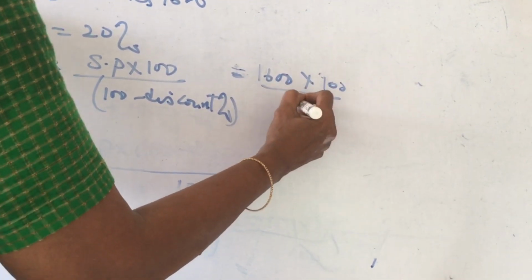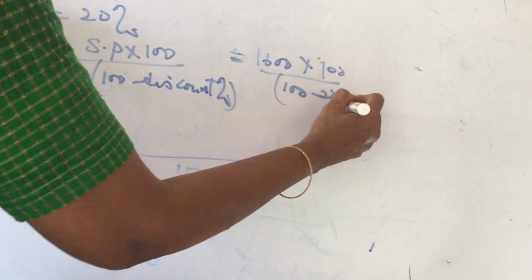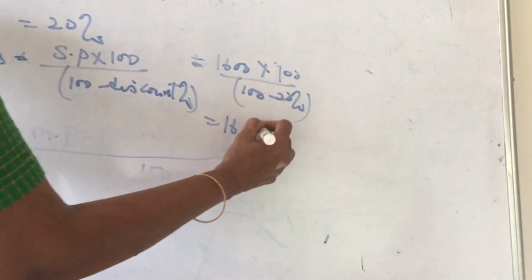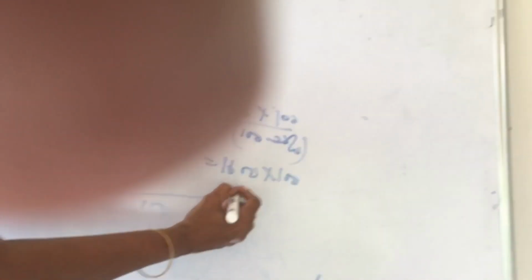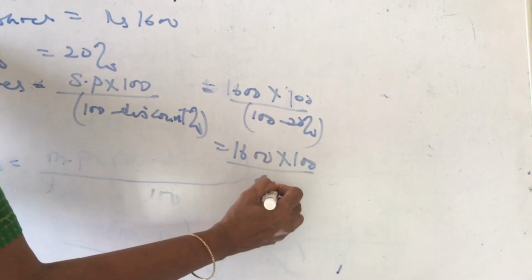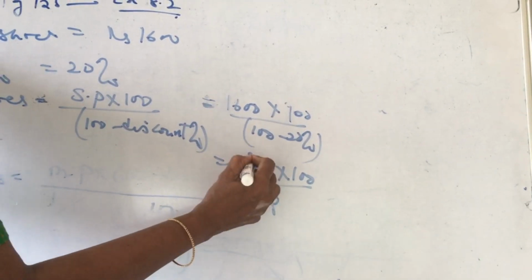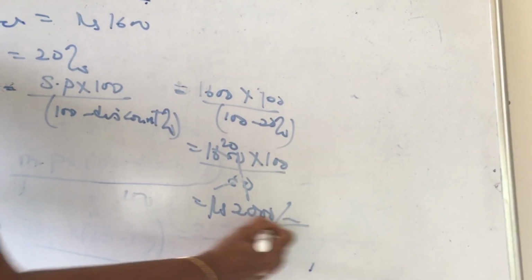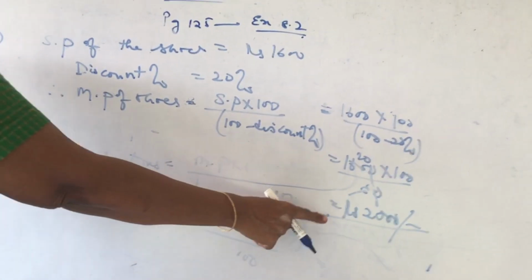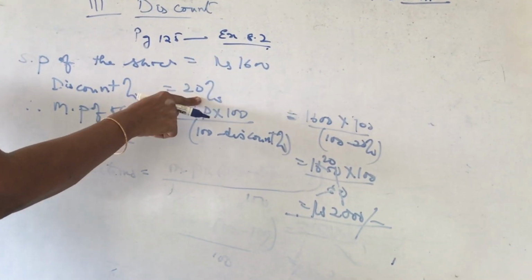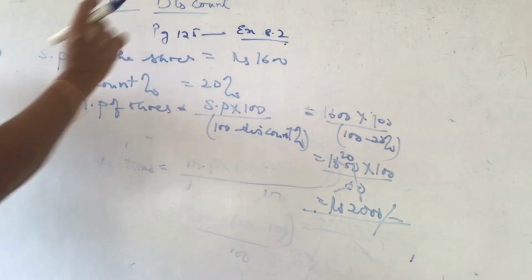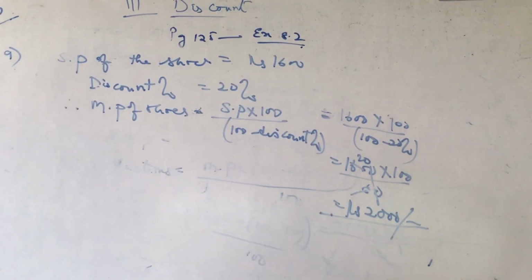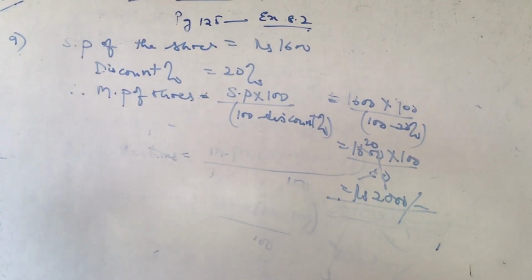SP into 100 divided by 100 minus 20, that is 100 minus 20 is equal to 80. You can cancel your zeros, 20 times 1600 by... So the shoes are marked for rupees 2000. The mark price is 2000. The discount is 20% and you bought for rupees 1600. Are you able to follow, girls?